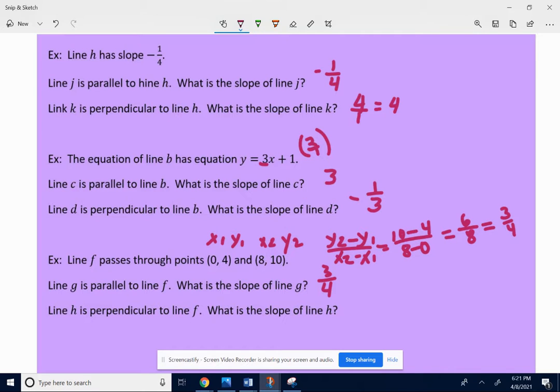And it says line H is perpendicular to line F. What is the slope of line H? Perpendicular, so signs changed and flip it. I need to take that 3/4, change the sign, and flip it. So the positive is now a negative, and instead of being 3/4, the slope is 4/3. So altogether, it's negative 4/3.